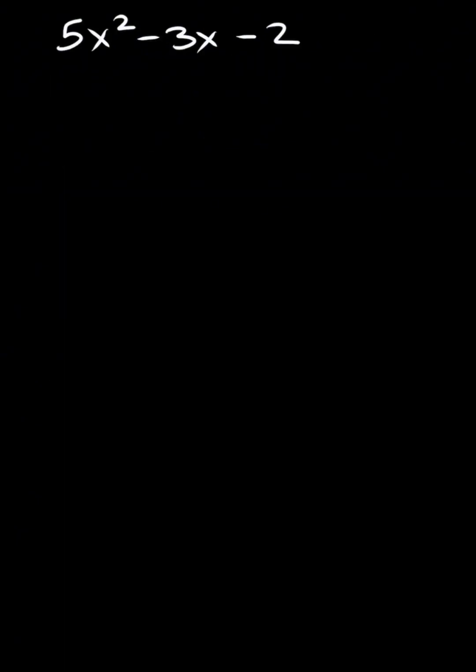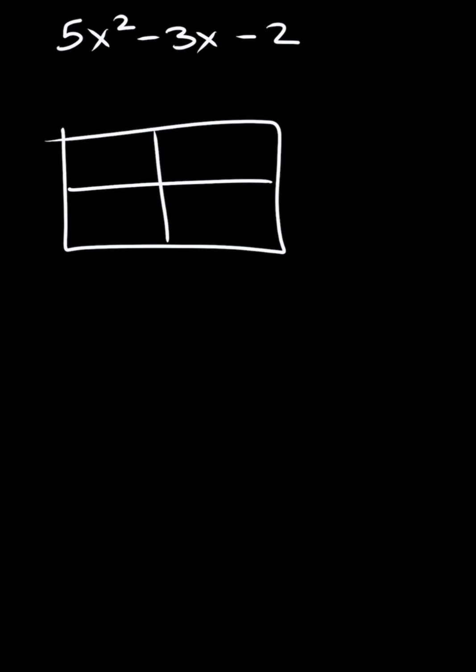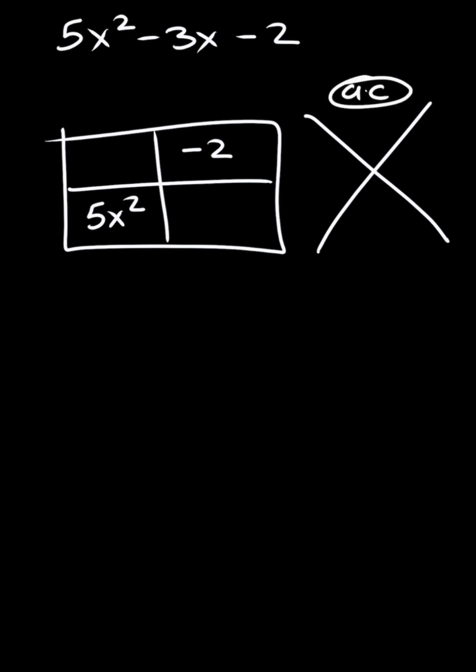Okay, let's do another example. This time we have 5x squared minus 3x minus 2. So we start off with our box. And remember, in this one right here, we put this one, and this one is this one. So the whole thing goes inside the box, not just the coefficient. The one that has only the coefficients is the x right here. And remember, at the top here, we have a times c, and at the bottom, we have just b.